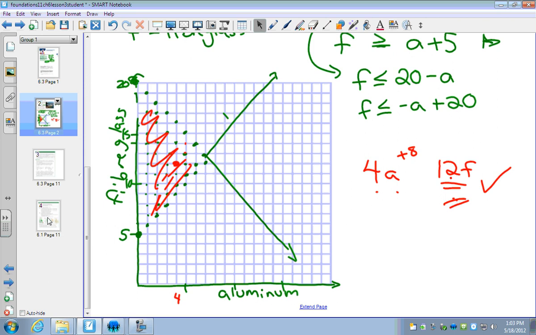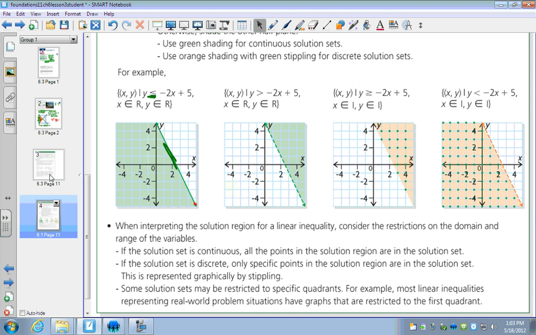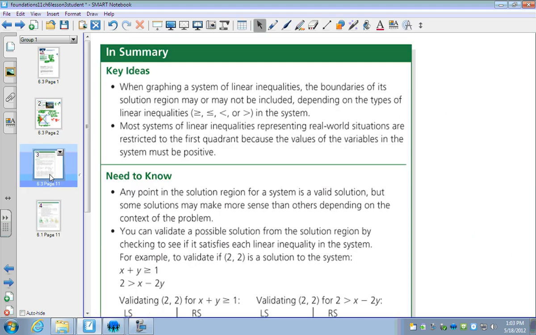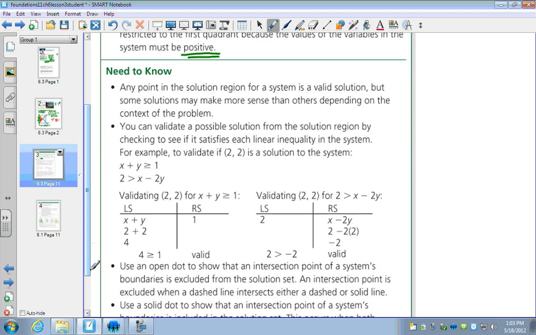Then you need to go back to section 6.2 in your textbook and look at how to shade. This is important to do. Let's read what they say here. When graphing, the boundaries may or may not be included depending on the type. Most systems of linear inequalities representing real-world situations are restricted to the first quadrant because values of the variables in the system must be positive. That's what I was talking about there. We can't make a negative boat. Any point in the solution region is a valid solution, but some solutions make more sense than others depending on the context. Okay? You can validate a solution by checking to see if it satisfies each, and we did that really roughly.